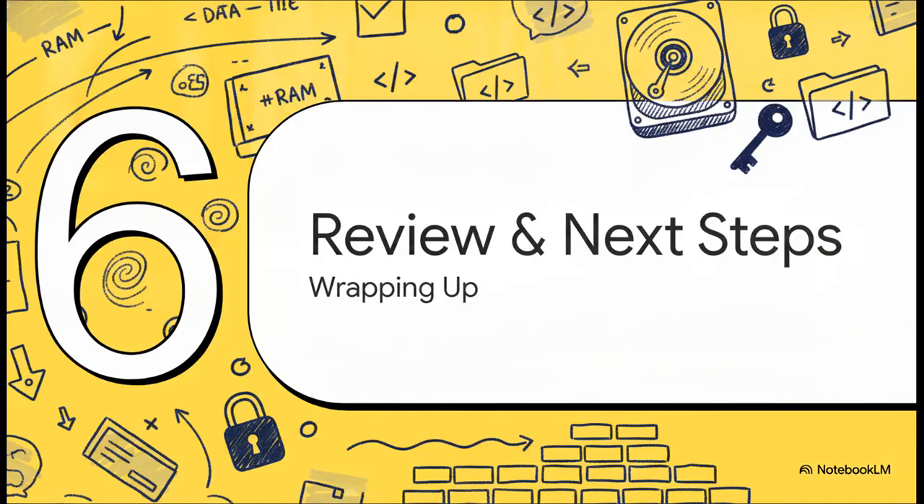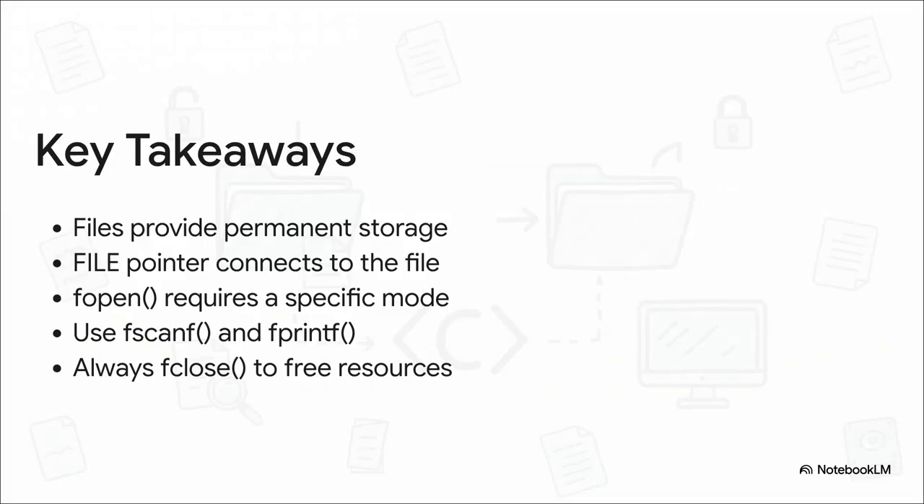Let's wrap everything up in Section 6, Review and Next Steps. We've successfully moved from the volatile world of RAM to the permanent safety of the hard drive, so here are your 5 key takeaways to memorize. First, RAM is volatile. You must use files for permanent storage. Second, the file pointer is your required bridge connecting the program to the file.